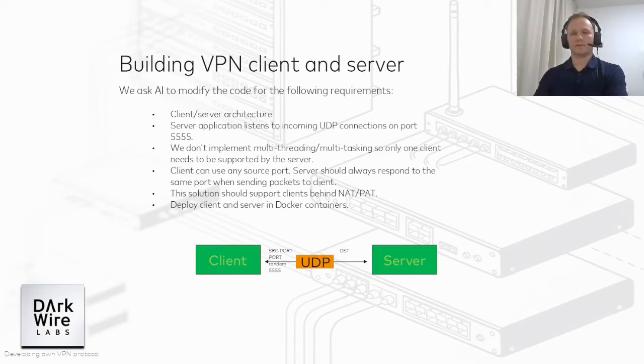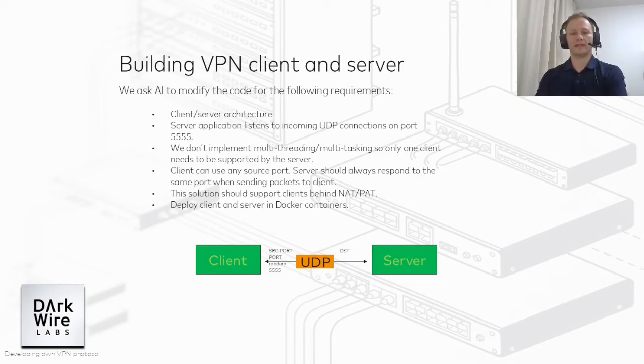Now it's time to update our program to move to the client-server architecture. So the idea is that the server should be listening for incoming connections on UDP port 5555, while the client should use a random source port, but use port 5555 as the destination. And of course, the server should reply back to the client using the source port that was chosen by the client, the same random port. So this solution should be compatible with NAT.